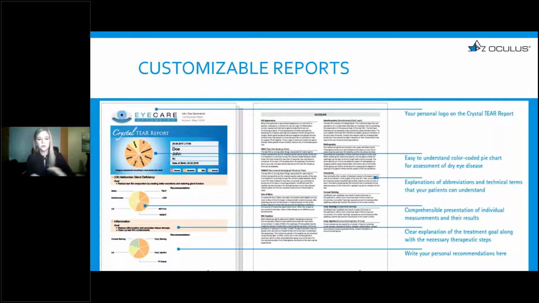It's great to put this into a folder, and then maybe you can put other brochures in there. So you're recommending specific treatments, specific supplements. You can put brochures in there as well, so that way they can read about what you're recommending too.